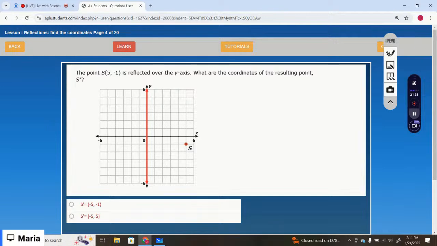The point S, 5 and negative 1, is reflected over the y-axis. What are the coordinates of the resulting point? So which is the correct option? Option number 1 is the correct option. Okay, you can complete the lesson by yourself later today. Let me just move on to the next lesson.